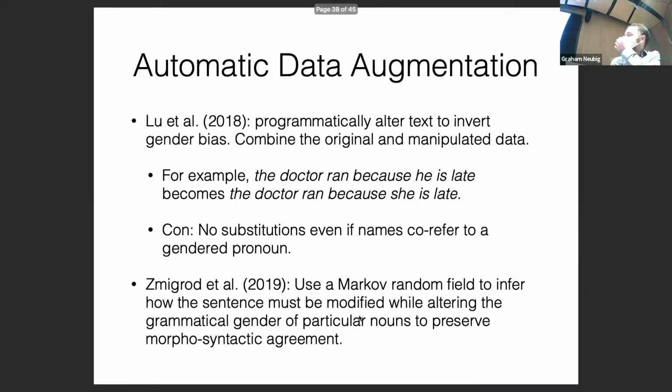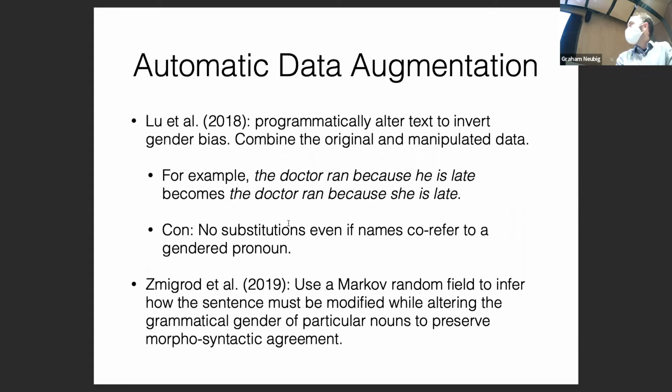So the next thing that I'm going to be talking about is automatic data augmentation, or even manual data augmentation. Basically the idea is that you can programmatically alter text to invert the gender of words and make sure that the model is trained on sufficient numbers of examples from each. For example, "the doctor ran because he is late" can be augmented into "the doctor ran because she is late." Both of them are still valid sentences.